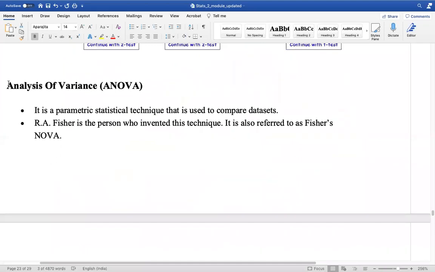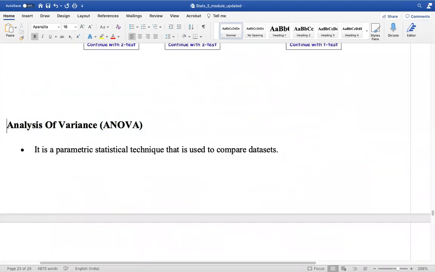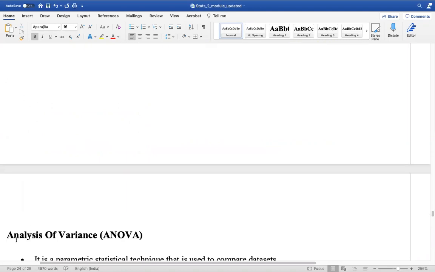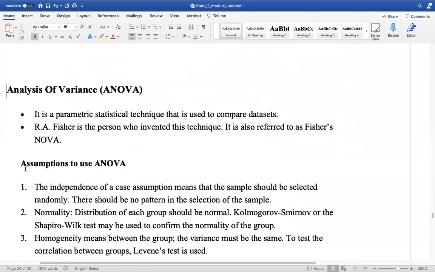In the meanwhile, we have the ANOVA analysis. This is also very, very important. This is helpful when we go for linear models. This is a parametric test technique used to compare data sets, whenever we have two or more sample data sets that need to be compared. R.A. Fisher is the person who invented this technique, so we can say it is the Fisher ANOVA.